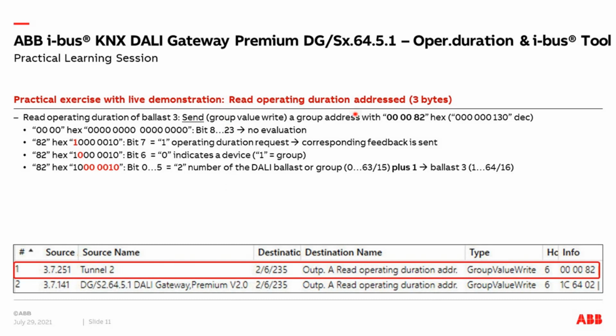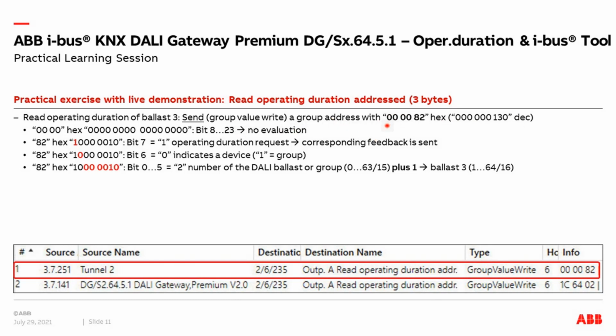So now we have it's 3 bytes, and if we want to read out the value of ballast number 3, we have to write a telegram with exactly this value: 000082. This is in hex, or in decimal, you see here 00130. So now what's the meaning, or how is the structure of this byte?